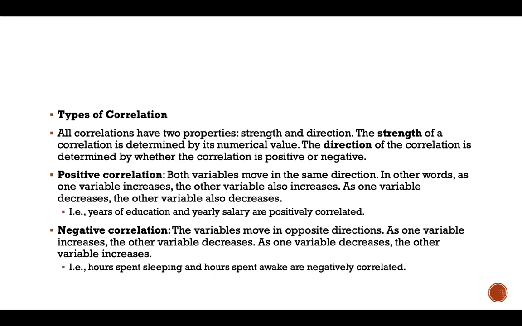Positive correlation means if we have two variables, x and y, and x is increasing, y is also increasing. If x is decreasing, y is also decreasing, right? So both variables are moving in the same direction, and that shows a positive correlation. Negative correlation is when x is increasing, y is decreasing, and if x is decreasing, y is increasing. So they move in opposite directions. That's it about positive and negative.